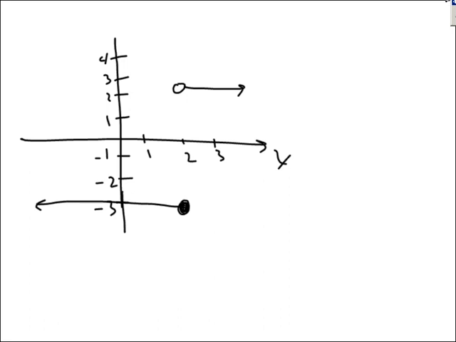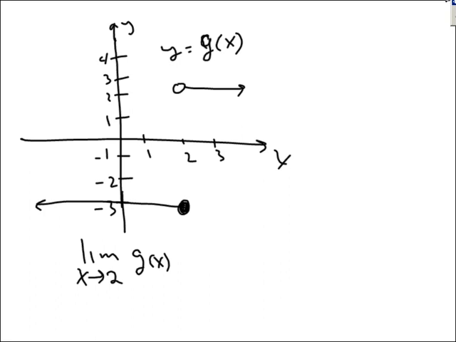So, I have two questions. First, I'll make the statement, this graph is called g of x. So now, what is the limit as x goes to 2 of g of x? That's question 1. What is g of 2? That's question 2. And what is the limit as x goes to 3 of g of x? And what is g of 3?